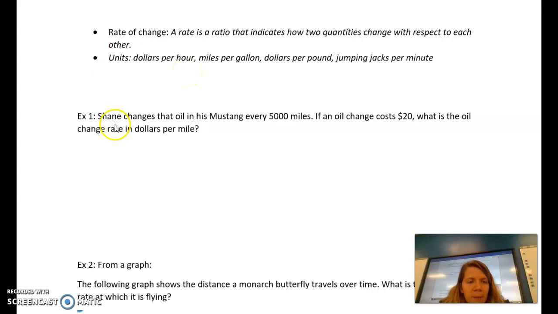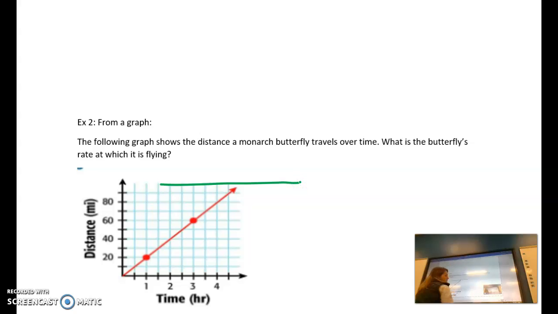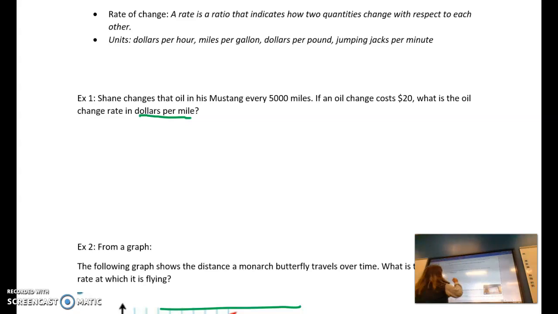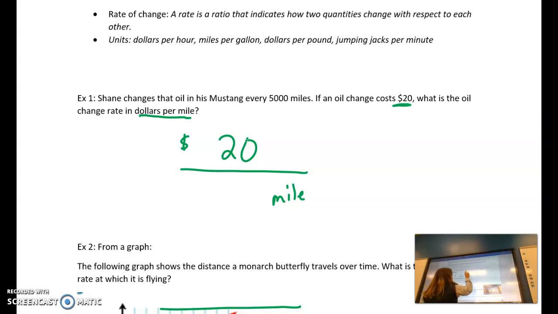So example number 1, Shane changes the oil in his Mustang every 5,000 miles. If an oil change costs $20, what is the oil change rate in dollars per mile? When we calculate this, we want dollars on top and miles on bottom. Reading this information, $20 is on top and miles are on bottom, so 5,000 miles.